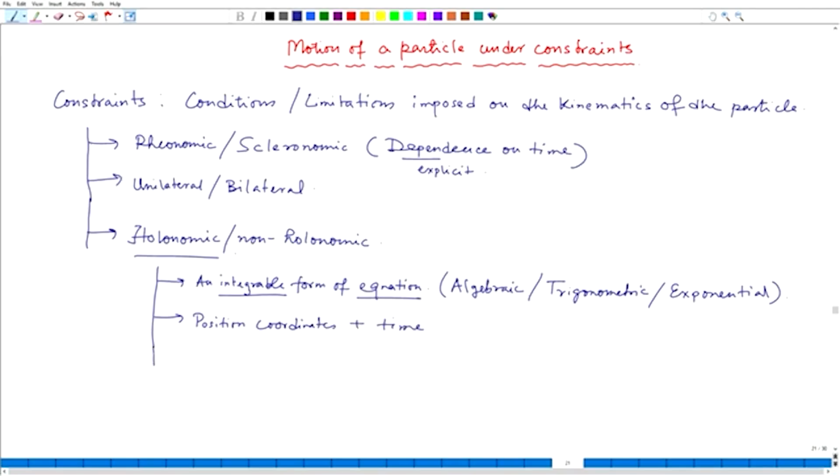Okay. Finally, we say that a holonomic constraint is such a constraint which is actually able to reduce the number of useful coordinates in the problem.